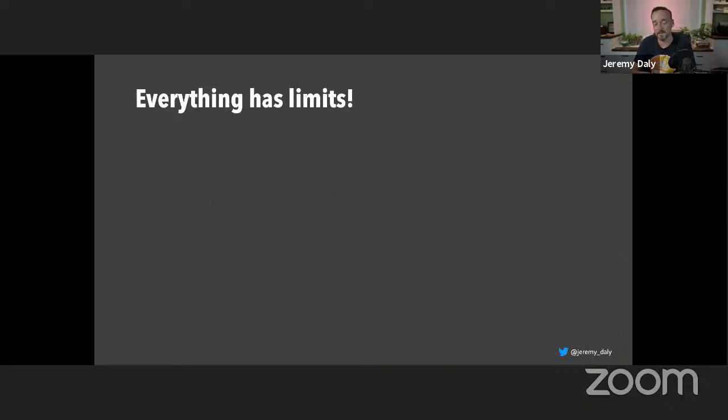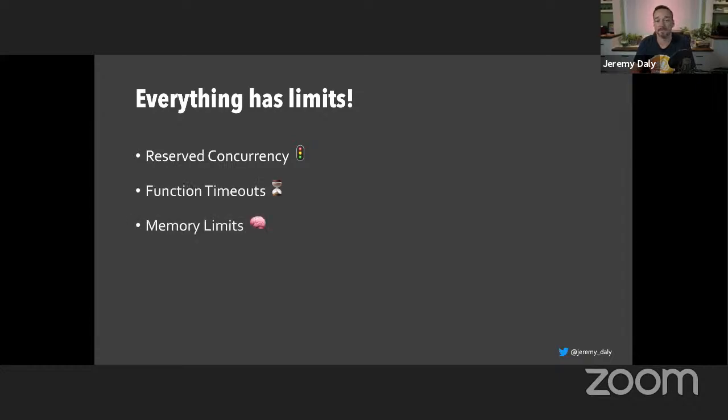An important thing to remember with the cloud is, as much as we think things can scale infinitely, everything has limits. Even with FaaS, we still have reserved concurrency. We have function timeouts. We have memory limits on that. We also have network throughput that can be a bottleneck for certain things.